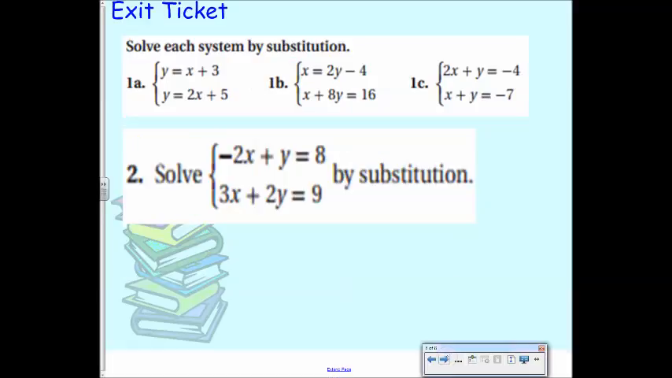All right, now that you're finished with the practice, go ahead and get started on the exit ticket. You're doing those independently at your seats. There should not be any talking. This is your chance to show me what you know, not what your neighbor knows. All right, so go ahead and do these 4 problems.